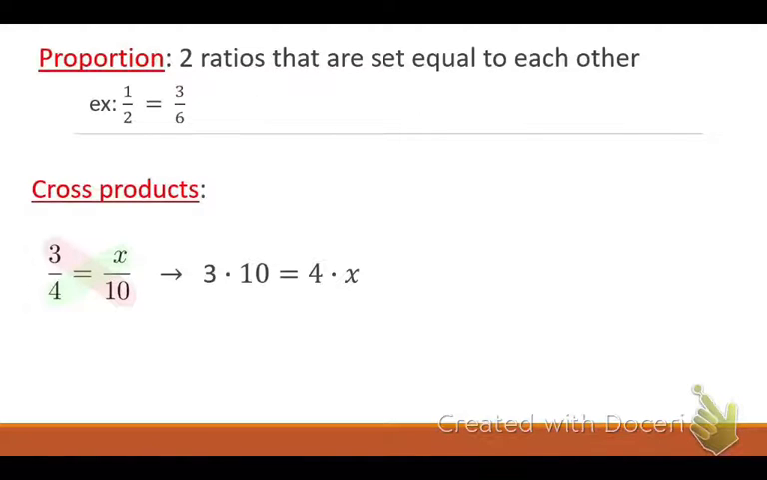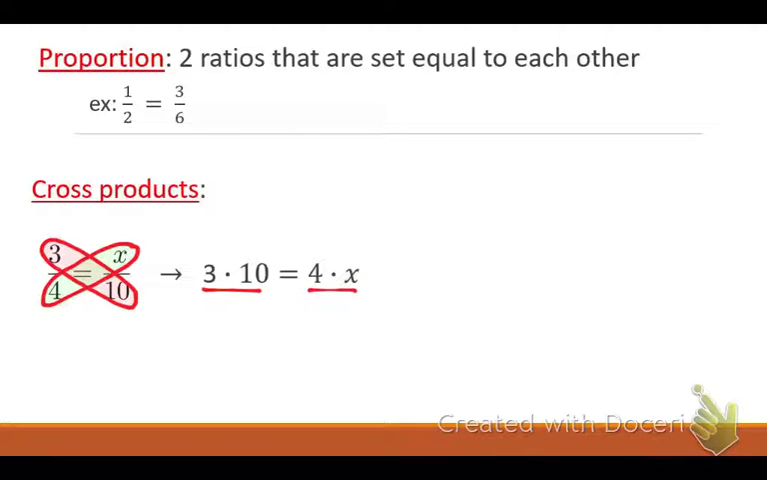So today we're going to talk about cross products. Cross products are going to be a way that helps us to understand if something is proportional or if something equals each other. So if you would, take your red pen. We're going to circle this diagonally, 3 and 10. Basically what you'll end up doing is multiplying those things that are diagonal, 3 times 10. Now I want you to take your red pen and circle the 4 and the x. What that means is I'm going to set it equal to 4 times x.